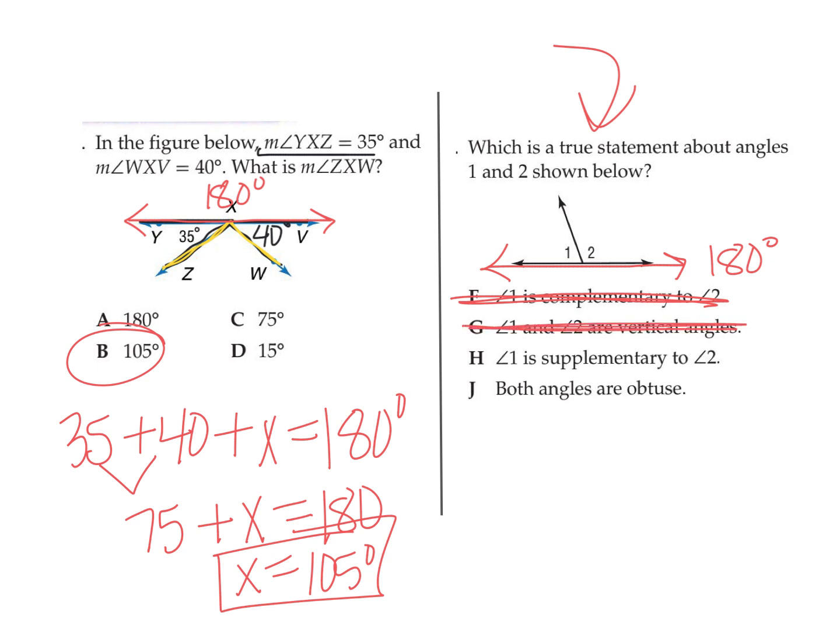Angle 1 and angle 2 are actually adjacent because they share that side. Angle 1 is supplementary to angle 2. Yes, because 1 and 2 added together equals 180. So that works. And then I'm just going to check the next one. Both angles are obtuse. Angle 2 is obtuse. Angle 1 is acute. So that would be crossed off too. So then my answer would be H.